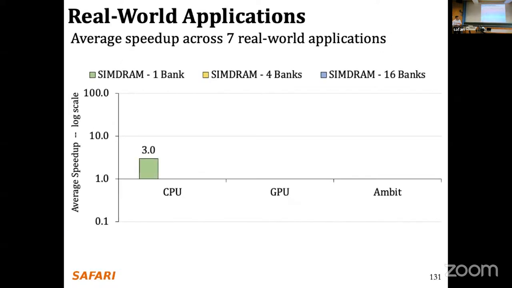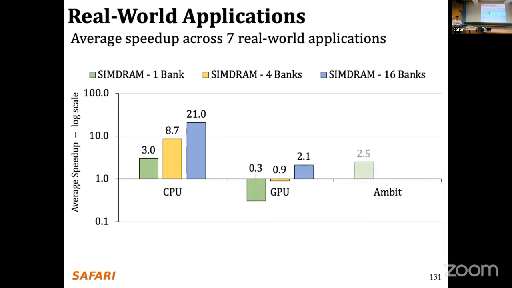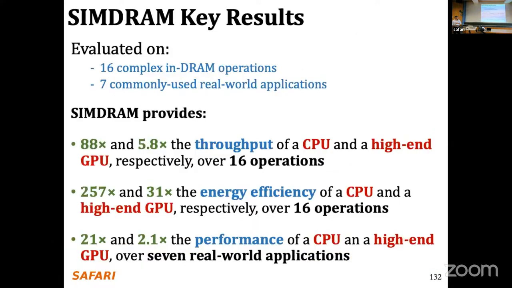These are some results for the real applications. You have about two orders of magnitude improvement compared to CPU, two orders of magnitude compared to a GPU, and two orders of magnitude compared to Ambit as well.